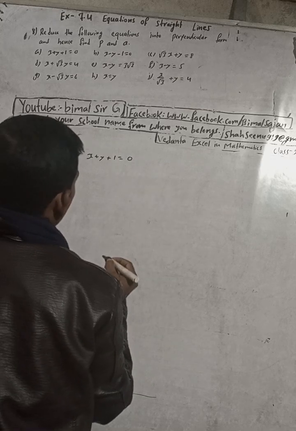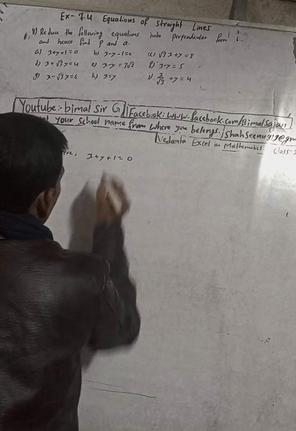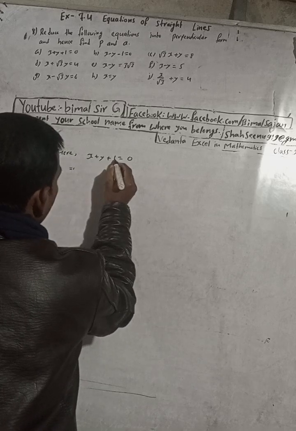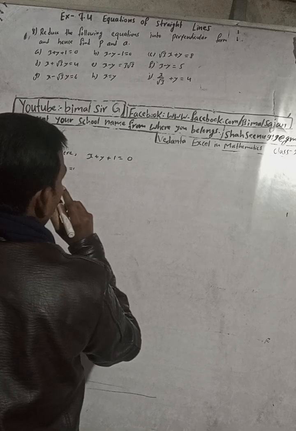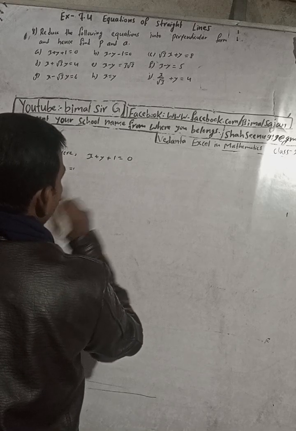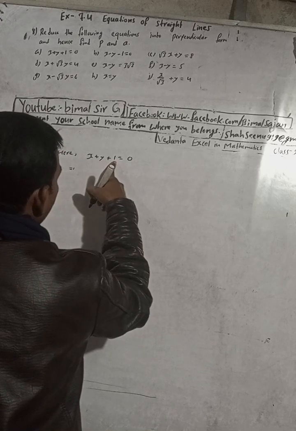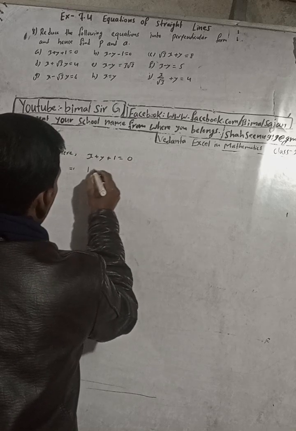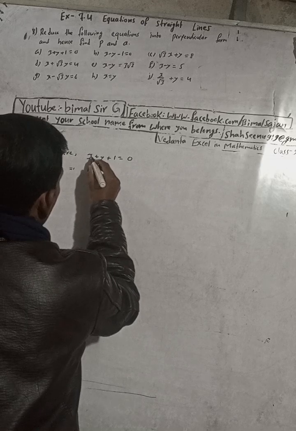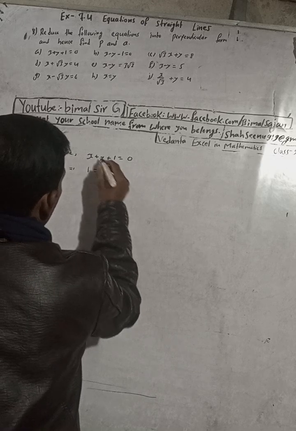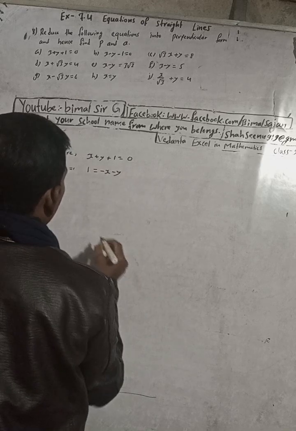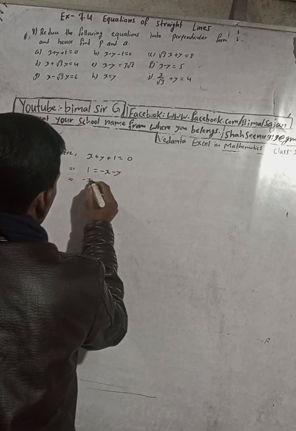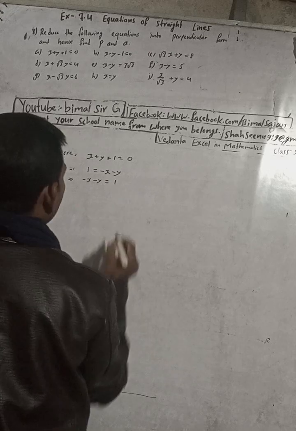So what can we do here? We can write this equation in another form. I want this plus 1, so this plus 1 stays as it is, and plus x will become minus x, and plus y will become minus y. That means, if I reverse the sides, it is now minus x minus y is equal to plus 1.